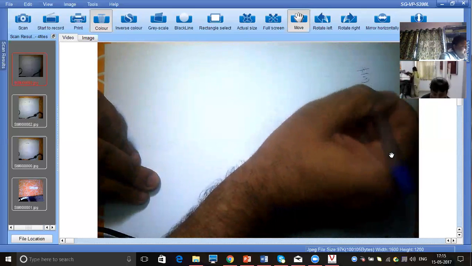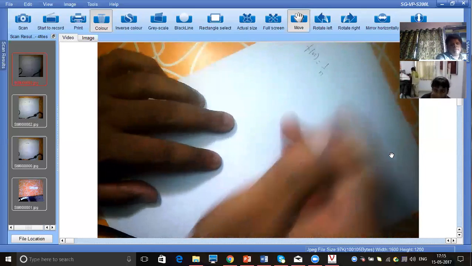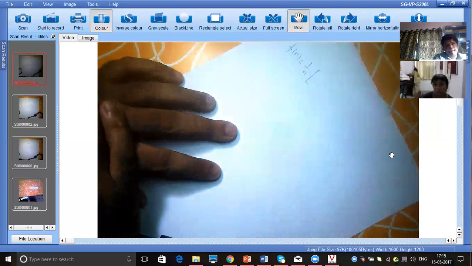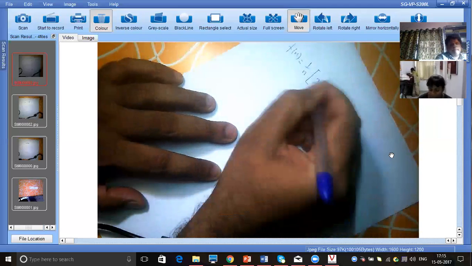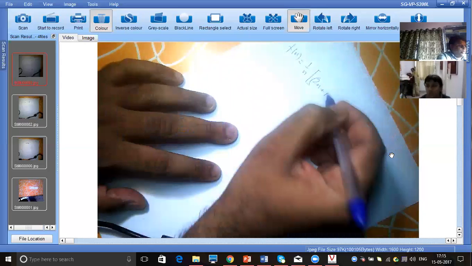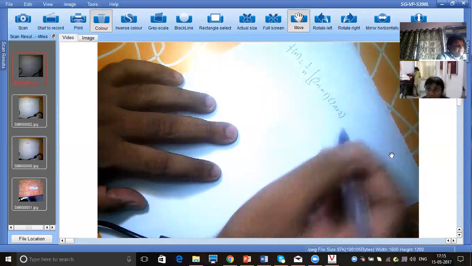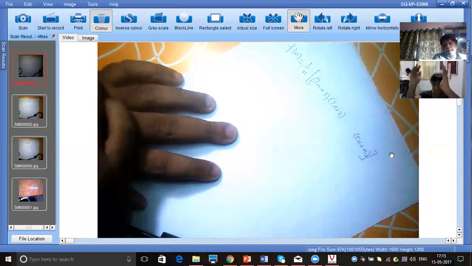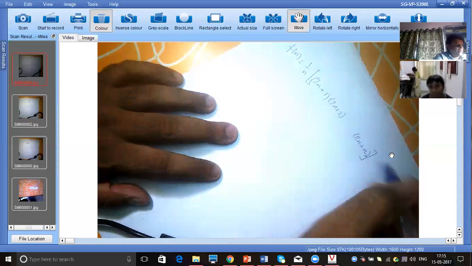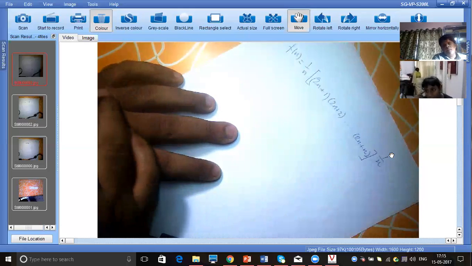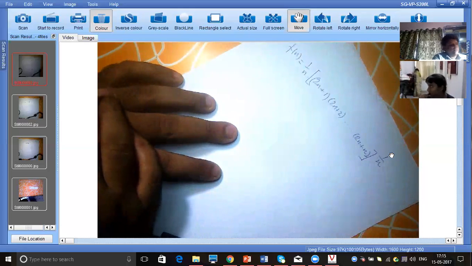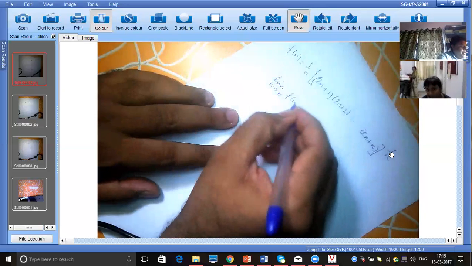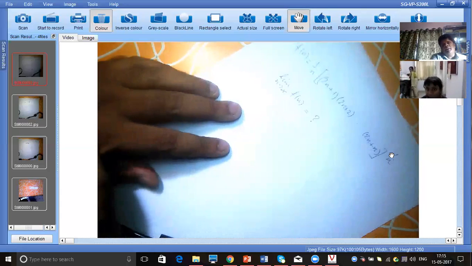f of n equals 1 by n times the curly bracket, open bracket 2n plus 1 into 2n plus 2, and it goes on like that till 2n plus n, whole to the power 1 by n. So what is the limit of this function as n tends to infinity? Limit as n goes to infinity of f of n equals what? Good.